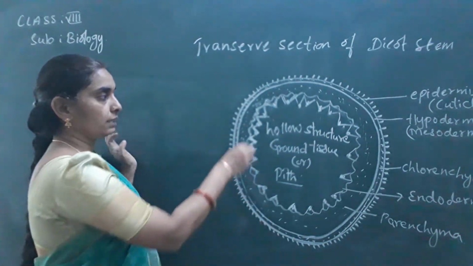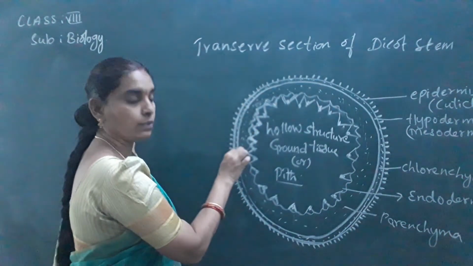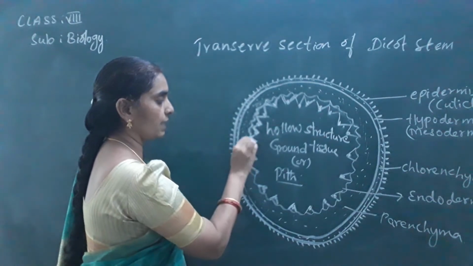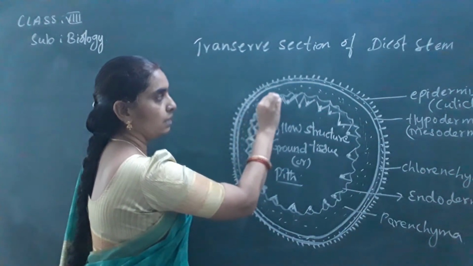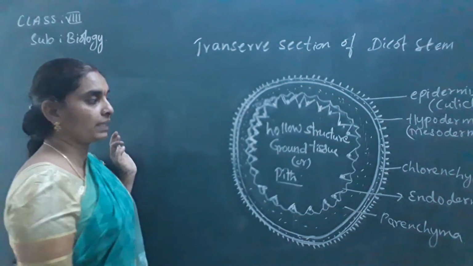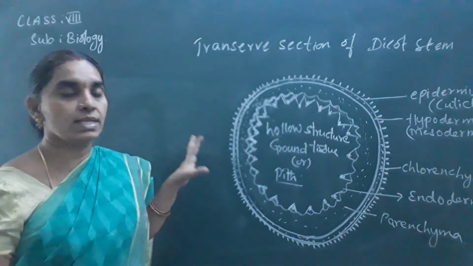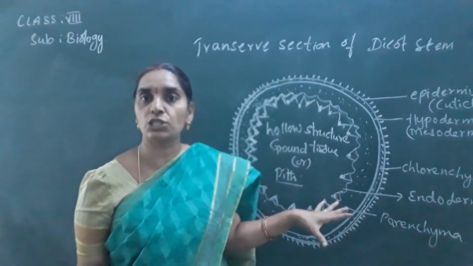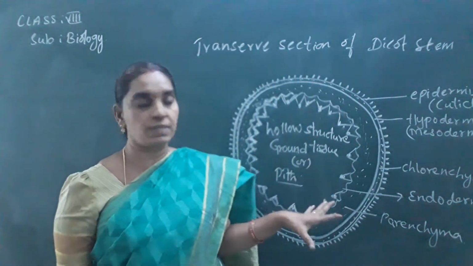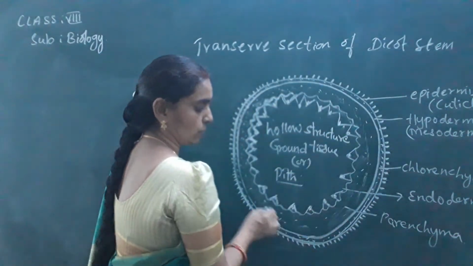It is called the pith. Okay, so these are the three layers: the first layer is epidermis, the second layer is mesodermis, and the third one is the endodermal layer, and the fourth one, inside the hollow structure, is called the pith or the ground tissue. Hope you have understood this, children. When you observe the transverse section of the dicot stem, you can observe these features clearly under the microscope.